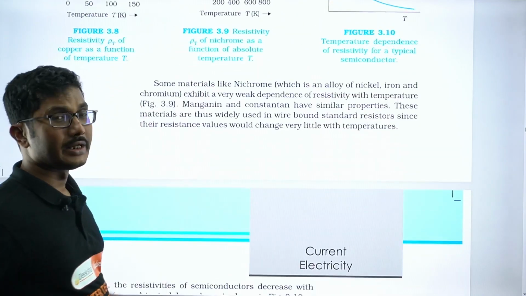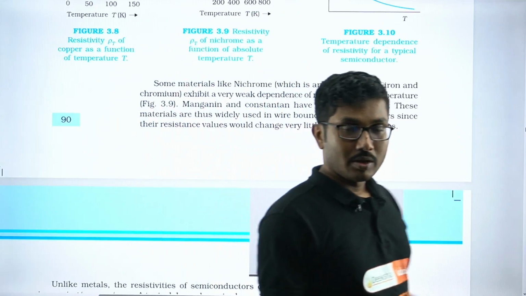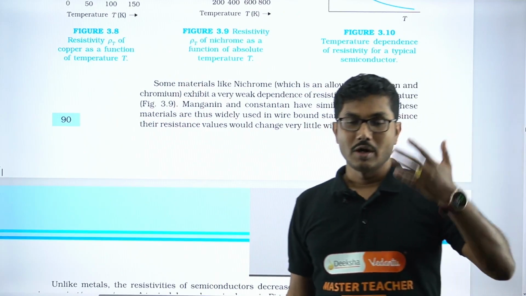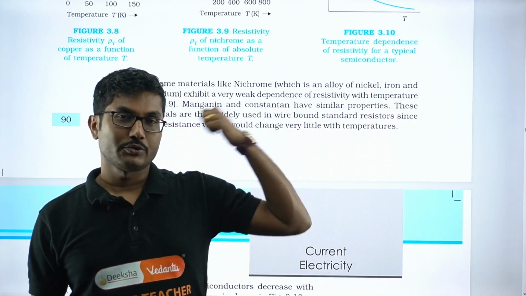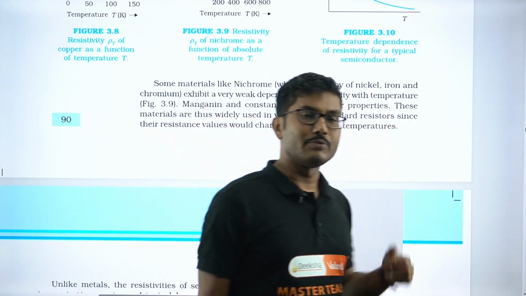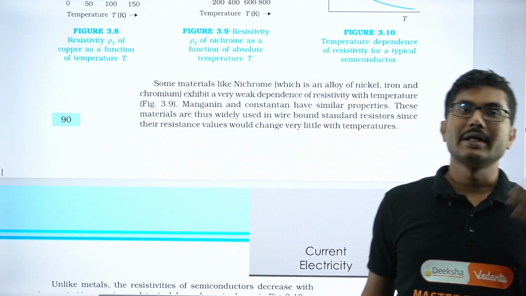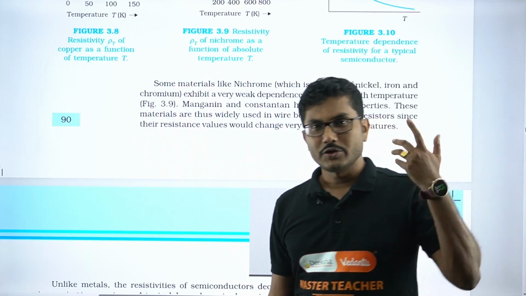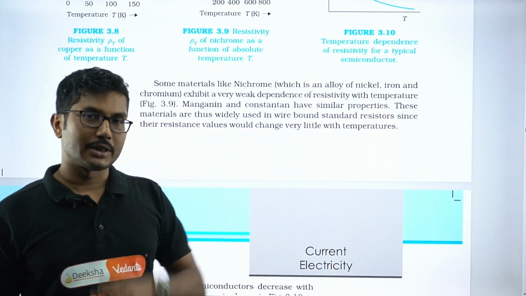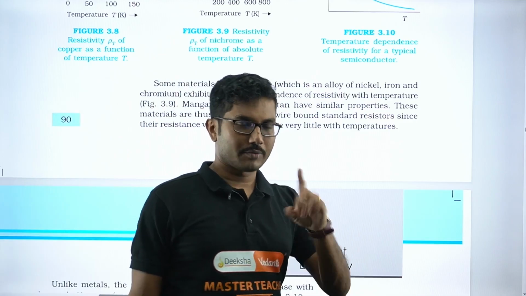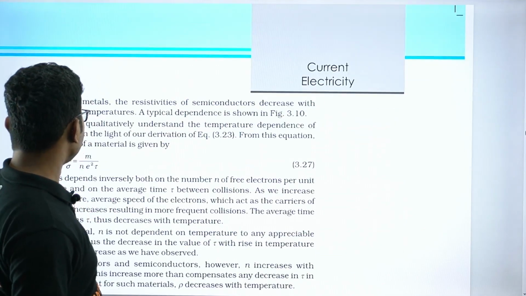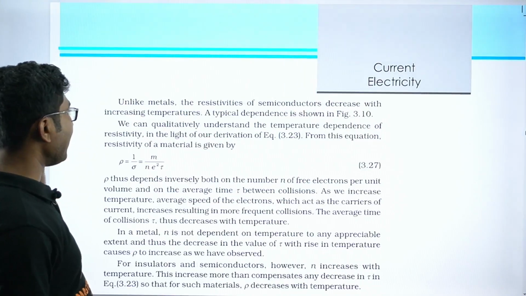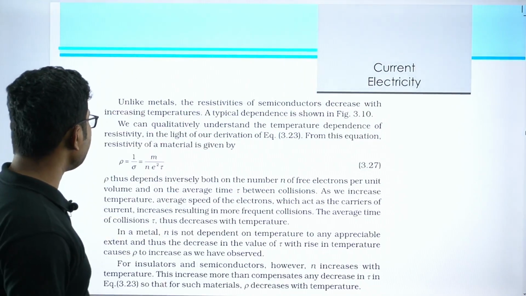For which material the resistivity is almost constant? They give you copper, silicon, germanium, nichrome. So you have to choose nichrome. Or they ask you for which material the resistivity decreases with increase in temperature. So you have to choose either silicon or germanium, whatever is given in the option. One of them will be given, not both. Okay. Now let's see. Unlike metals, the resistivity of semiconductor decreases with the increase in temperature, etc.